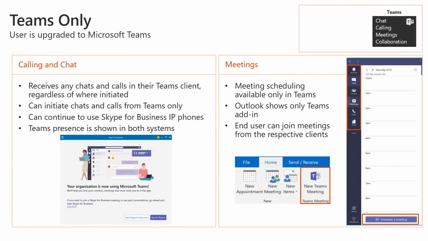Teams only mode is the mode that will apply to a user when they are successfully upgraded to Microsoft Teams. As you can see in the upper right corner, the Teams client will handle the chat, calling, meeting scheduling, and collaboration aspects. Focusing on calling and chat, this means that a user in Teams only mode will receive any chats and any calls in their Teams client, regardless of where those calls originated.